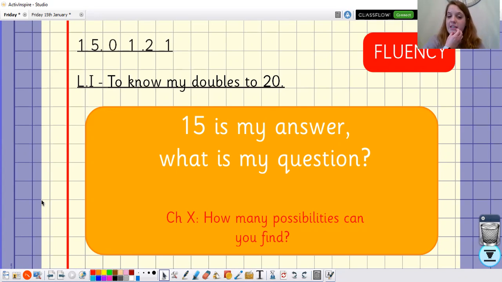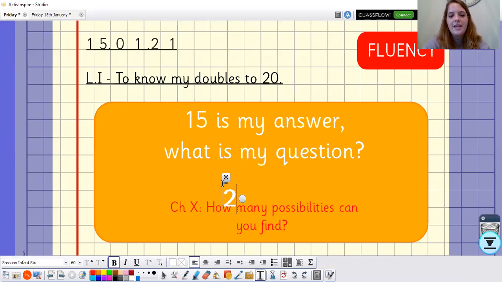So your challenge is to see how many different possibilities you can find. So if I was to give an example, I would say 20 subtract 5 equals 15. So 15 is my answer. Okay, so I've used my number bonds to 20 to help me to find my answer. Let's see how many different number sentences you can come up with.